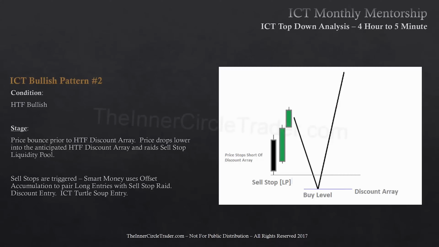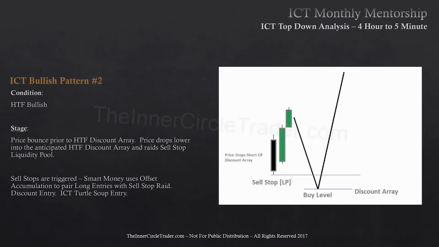Price will bounce prior to a predetermined or anticipated higher time frame discount array. Price drops lower into the anticipated higher time frame discount array at a later time and raids sell stops in the form of a liquidity pool. Sell stops are triggered. Smart money uses offset accumulation to pair long entries with the sell stop raid, discount entry.